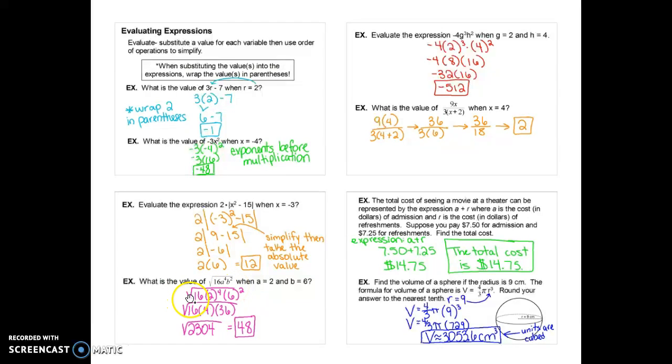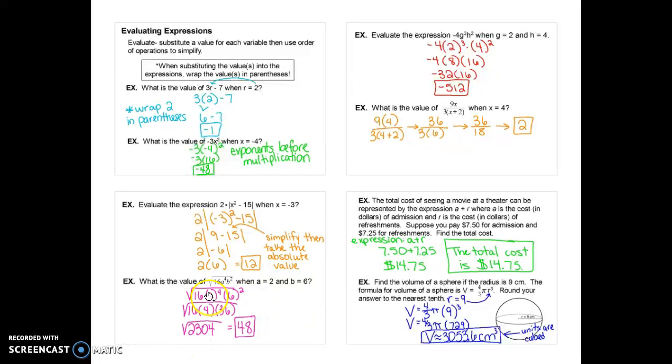So I still have the square root symbol. I still have a 16 that gets carried down. This a to the 4th, well, my a value is a 2. So that's going to become 2 to the 4th power. My b value, I was told, was 6. So that becomes 6 to the 2nd power. Again, everything in here is underneath of this square root symbol.